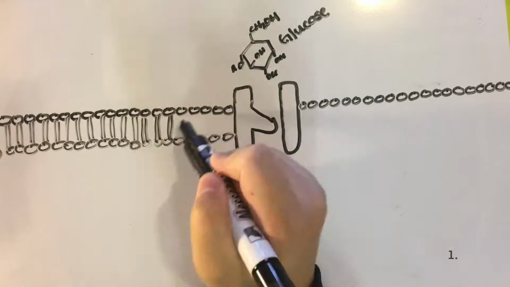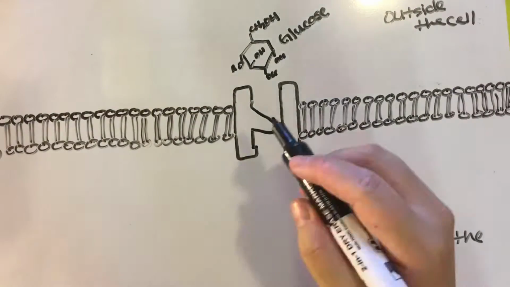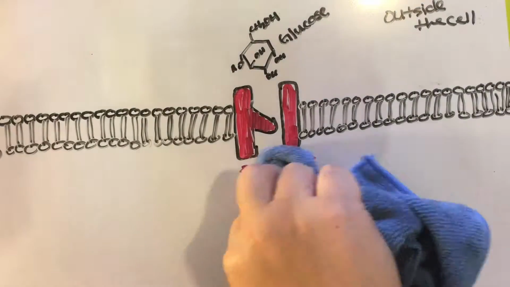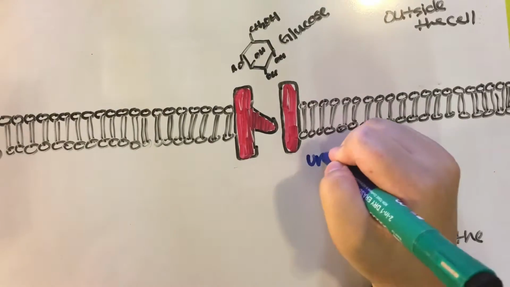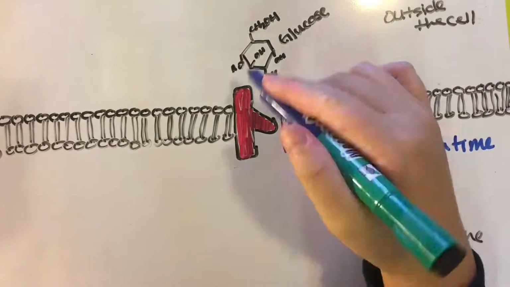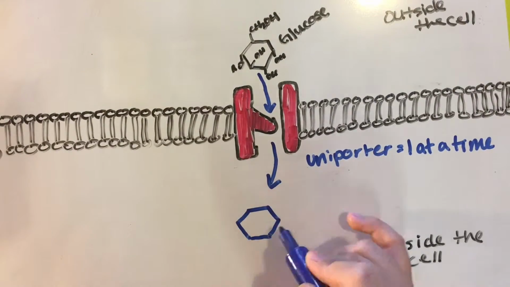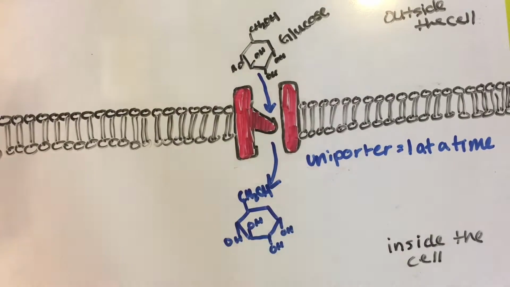These transporters are called glucose uniporters, or GLUTs for short. A uniporter is a transporter that is able to transport only one molecule at a time. So, as the name suggests, GLUTs are able to transport only one glucose molecule at a time.